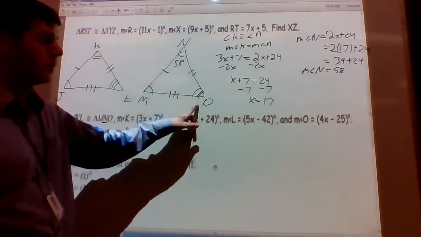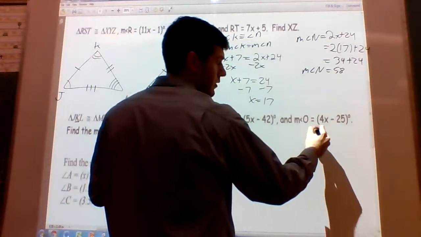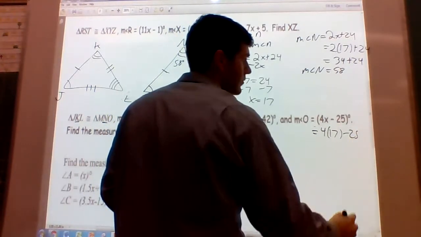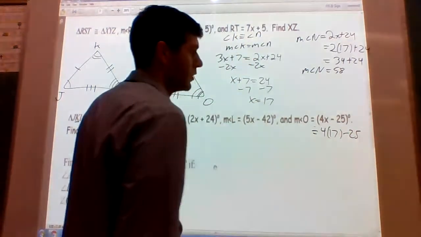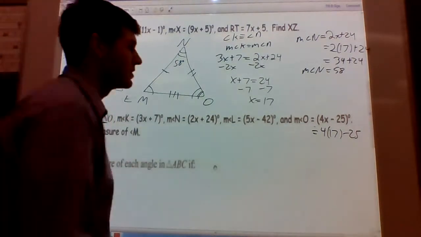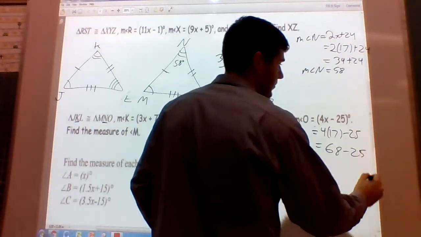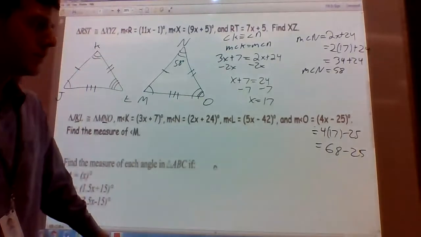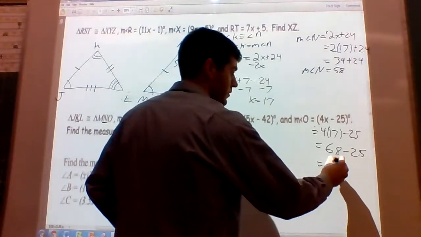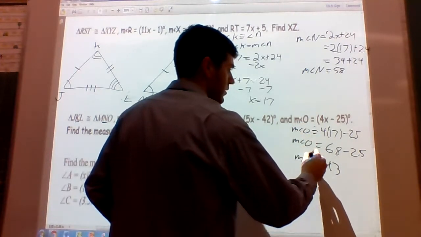We want to find the measure of angle O, which we said is 4x minus 25. So 4 times 17 minus 25. We know 2 times 17 is 34, so 4 times 17 is going to be 68 minus 25. Right, so it's going to take us to 63, 53, 43. So we know the measure of angle O is 43.